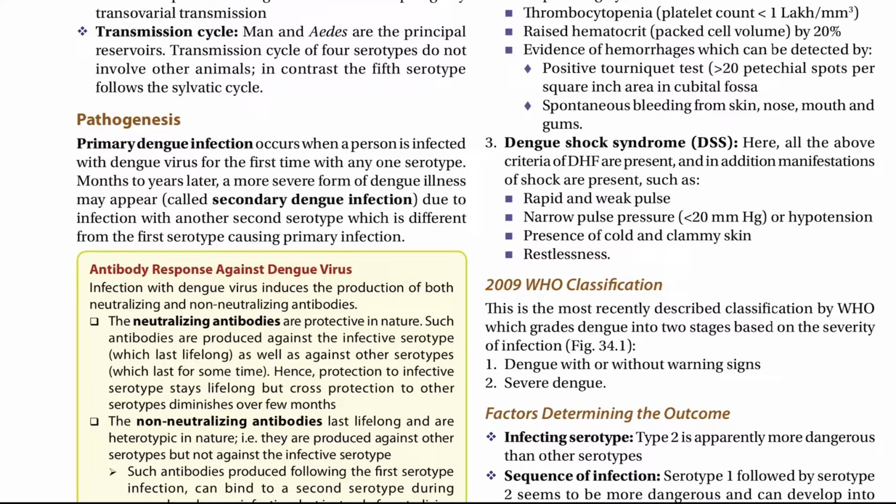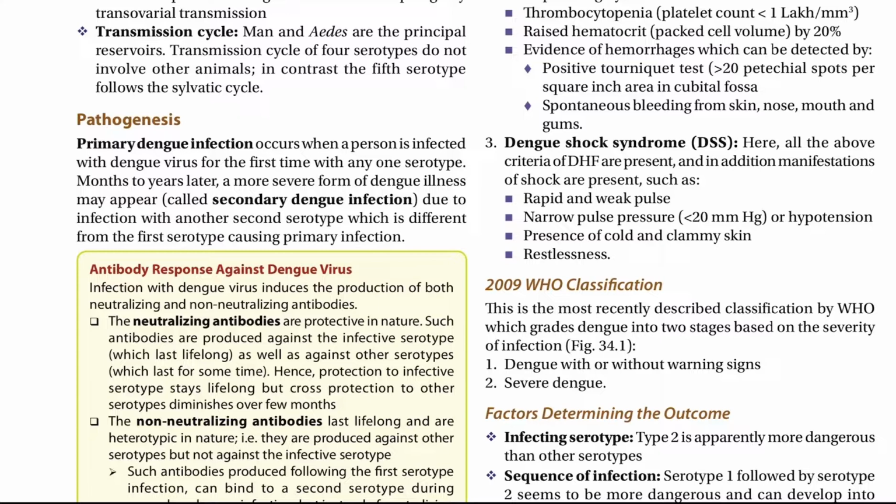In primary dengue infection, the first-time infection with any of the four types occurs. In secondary dengue infection, any of the dengue virus types except the primary infection virus type occurs, because after the primary infection, there's an immunity against the serotype which was affected in the primary infection.